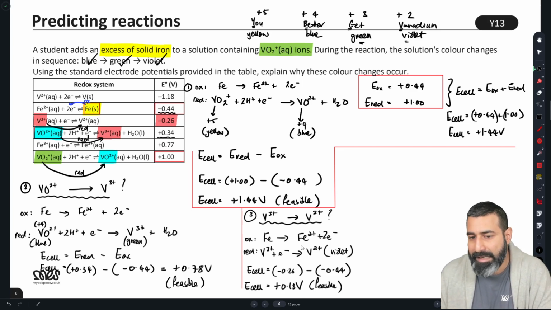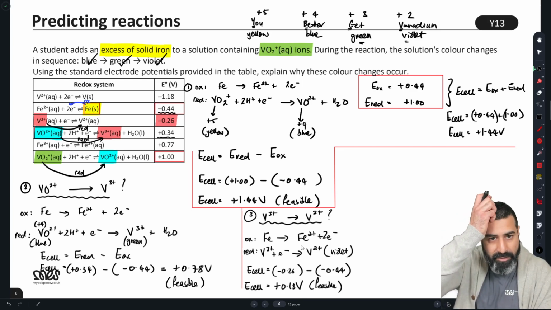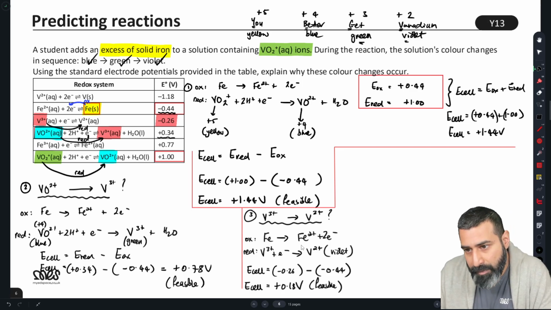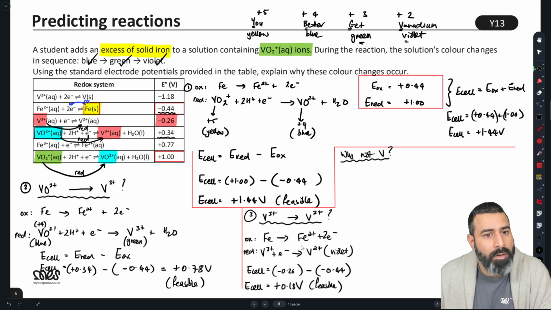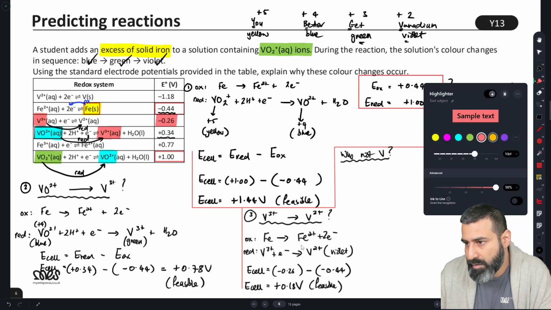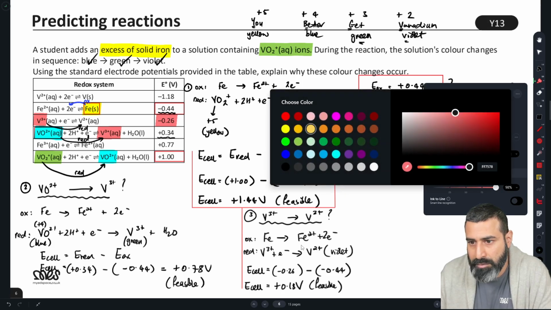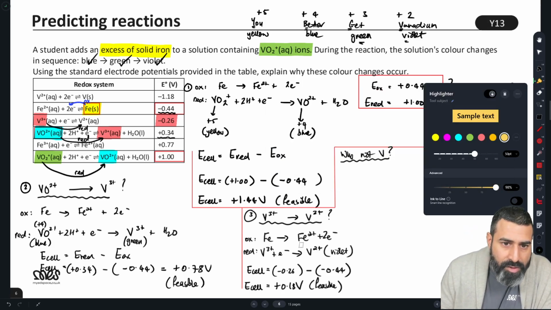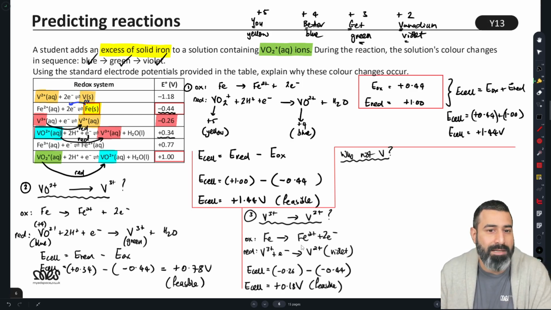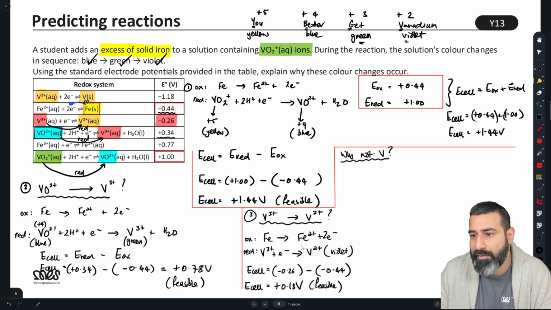Okay, so I guess the next question is, why don't we generate vanadium metal? I know it's not asked here, but why don't we generate vanadium metal? Well, let's rationalize this and get a different color. So now we've got vanadium 2 plus here. Why doesn't the vanadium 2 plus get reduced to vanadium metal by the excess iron that we have?